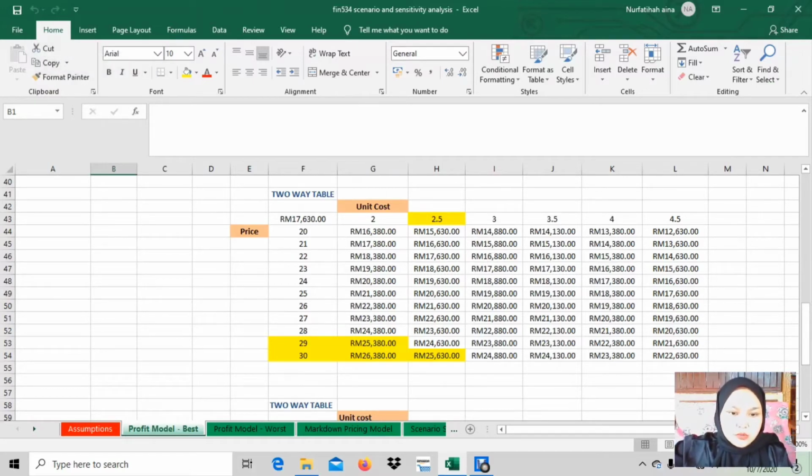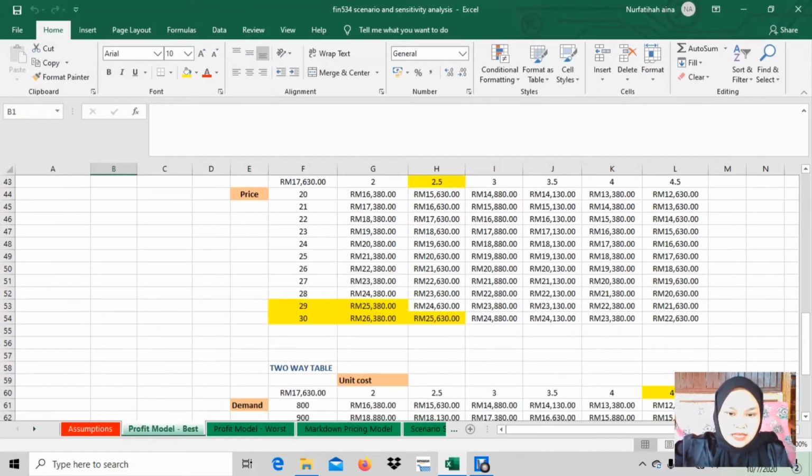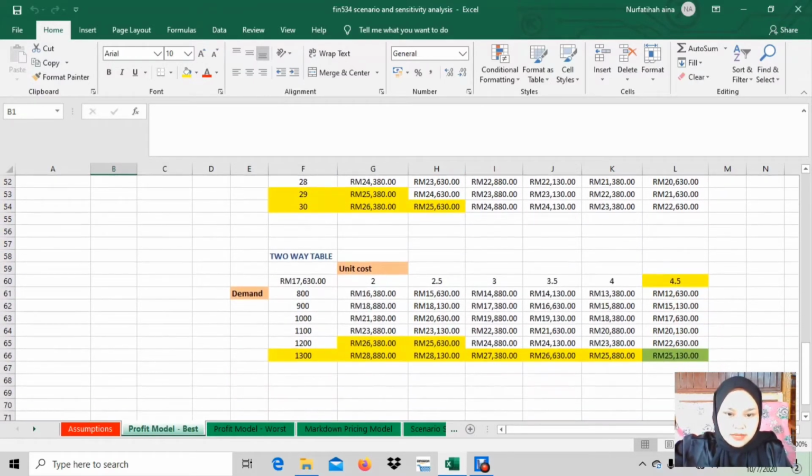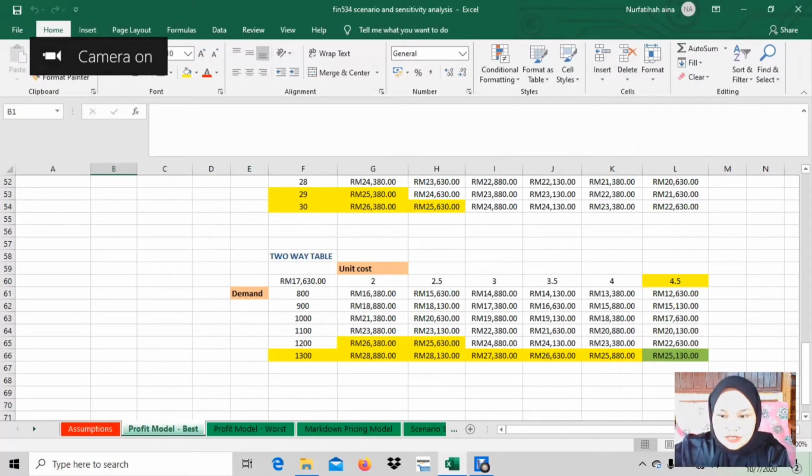But the price is too expensive and the unit cost is too low, so I test the demand and the unit cost. The demand that I change is 800 units, 900 units, 1000 units, 1100 units, 1200 units, and 1300 units. And the unit cost that I change is 2 ringgit, 2.5 ringgit, 3 ringgit, 3.5 ringgit, 4 ringgit, and 4.5 ringgit. As you can see here, it shows that there is more than 25,000 of profit.